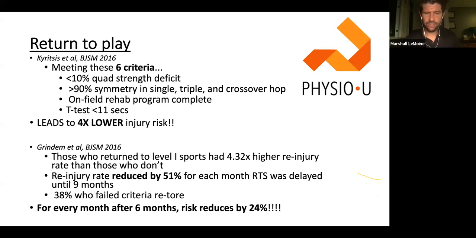So that feeds into just more opportunities to tear. People that are going back to a higher level sport have more opportunities to tear based on practice time, game time. Re-injury rates were reduced by 51% for each month return to sport was delayed until 9 months. So if you're going back at 6 months, 7 months, 8 months, you are significantly higher than 9 months.